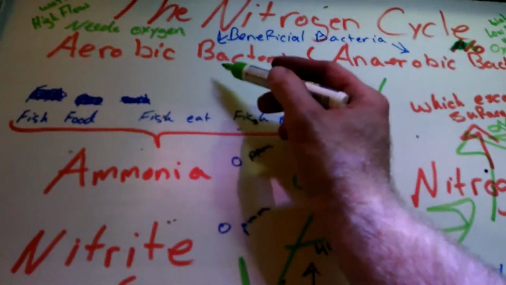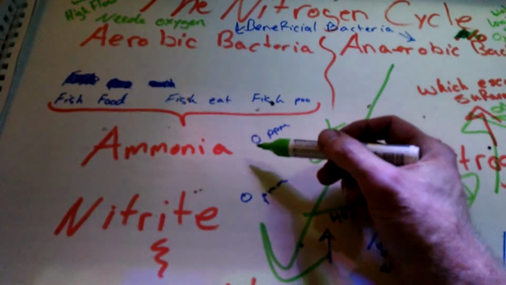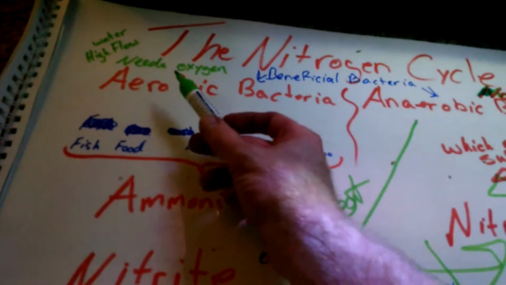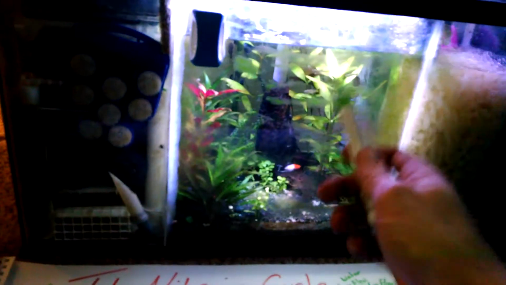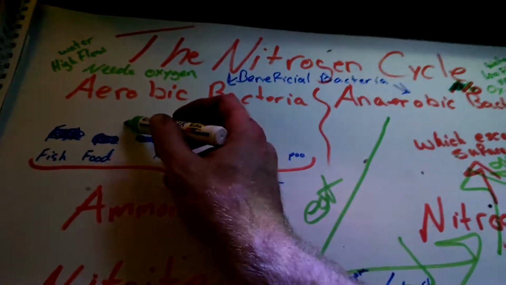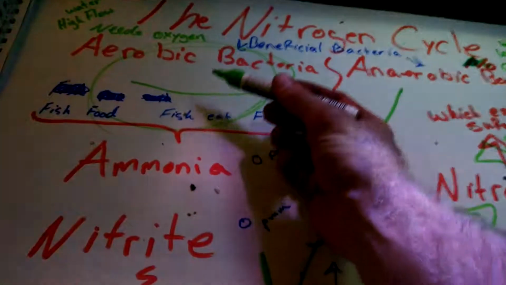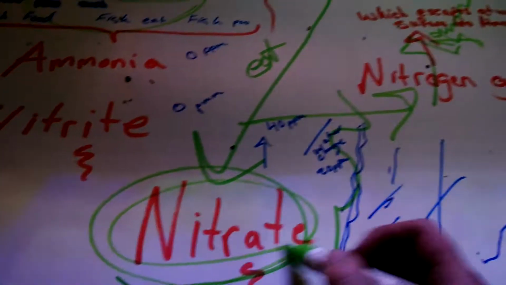Aerobic bacteria will eat everything that the fish poop out because it needs oxygen, it's in high flow, and your aquarium will have an abundance of it. So much of it. Some people overdo filtration like I did. I have so much aerobic bacteria in here that I could make this fish tank so stuffed, and all the fish could poop in the water, and there would be no problems with ammonia or nitrite. It would always be at 0. This aerobic bacteria will turn everything into nitrate.